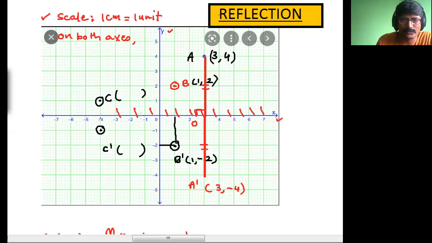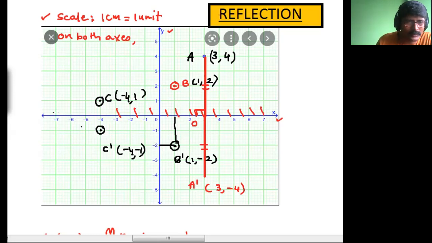Simple. The coordinates of C would be minus 4 comma 1, and when it reflects under x-axis, it becomes minus 4, x remains the same, and y changes, so it will become minus 1. Isn't it? 1 turned out as minus 1.